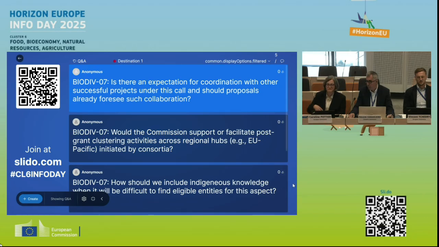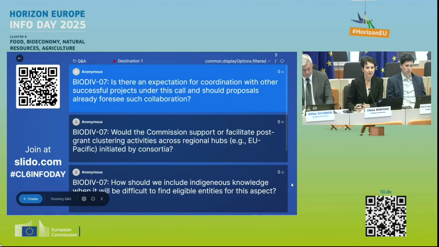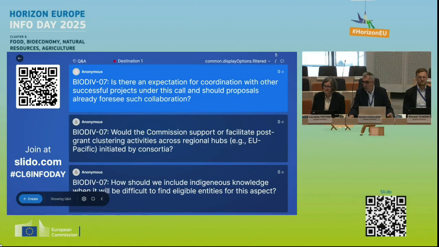Is there an expectation for coordination with other successful projects under this call, and should proposals already foresee such collaboration? Yes, proposals should already foresee such collaboration. We have seen that it is recommended that future projects deal with existing ones, with what we call ad hoc initiatives, also related to this topic. So in that sense, yes, the collaboration should already be foreseen.